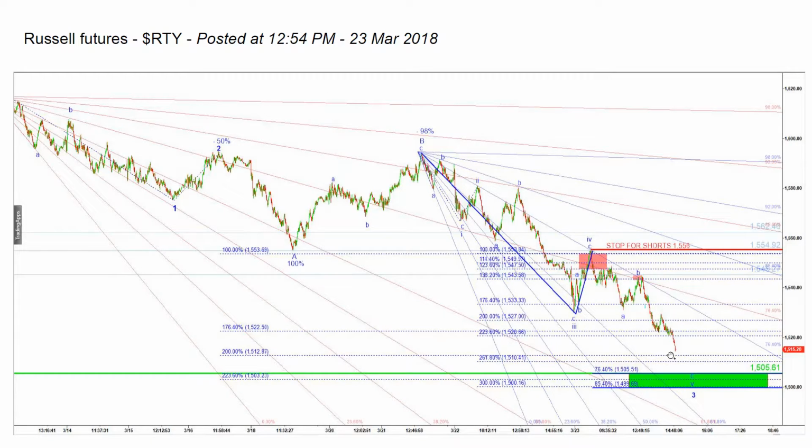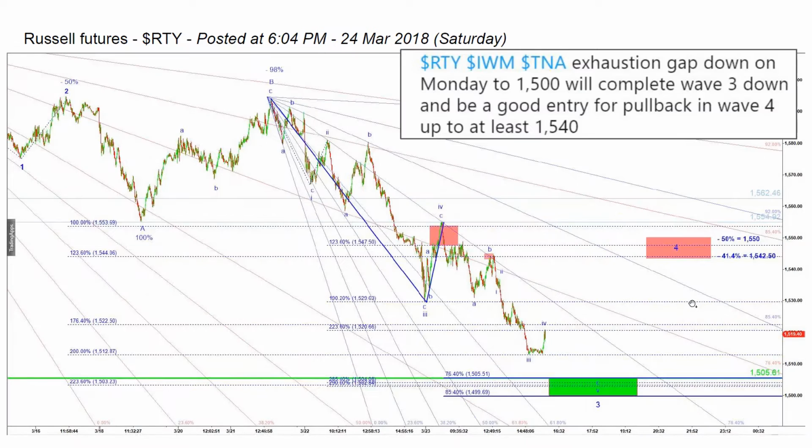So wave 4 could easily stretch at least up to here. That's why at that point, 5 minutes before closing, I bought some TNA. It's a triple ETF on IWM, because I don't trade futures, unfortunately. I only trade ETFs. So that was the Friday closing time.